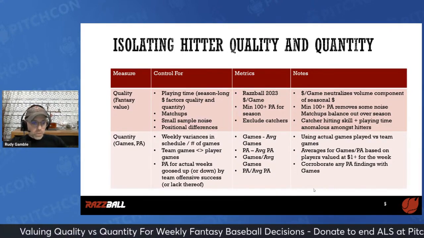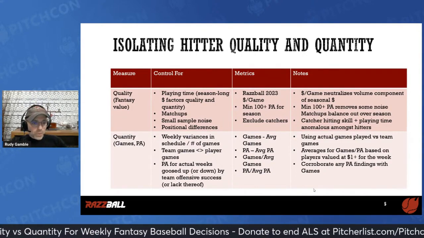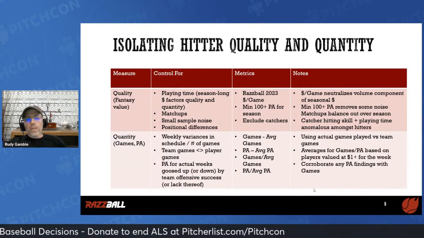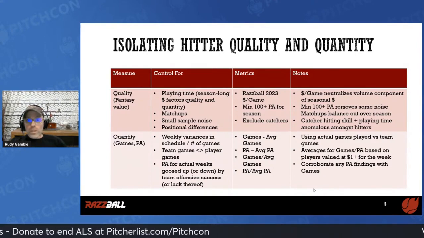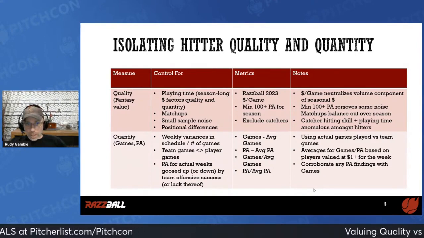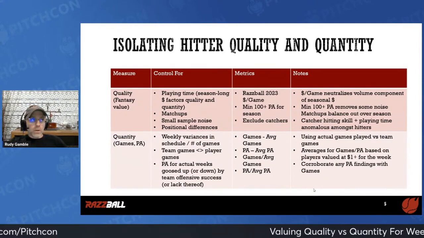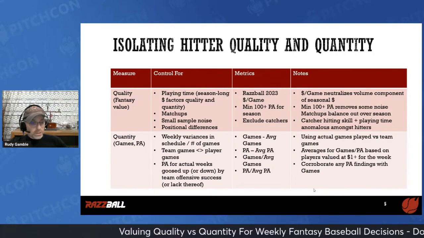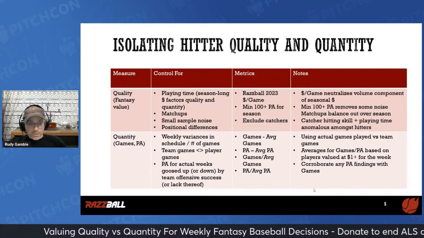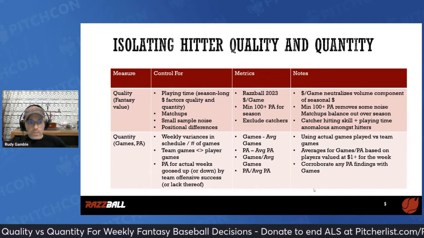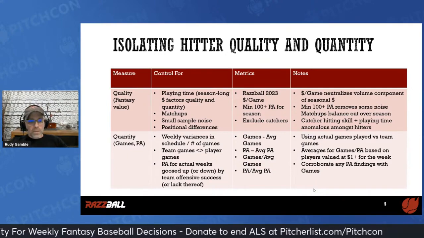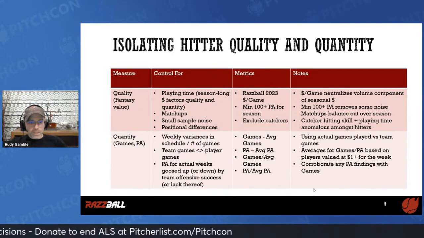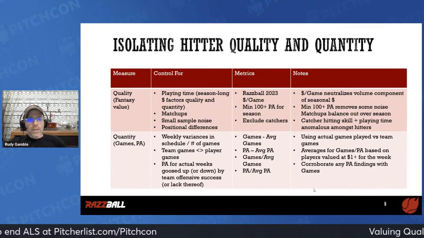And this last one is pretty easy to understand, but it's kind of a noisy thing. If I'm looking at plate appearances, most of that could have been projected, the same as with games, except we know that if a team does really well, there's more plate appearances to go around because they're getting more hits. So by using actual plate appearances, there's a little bit of bias in there, a little bit tainted.